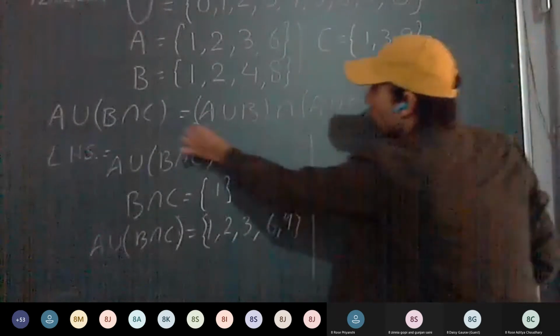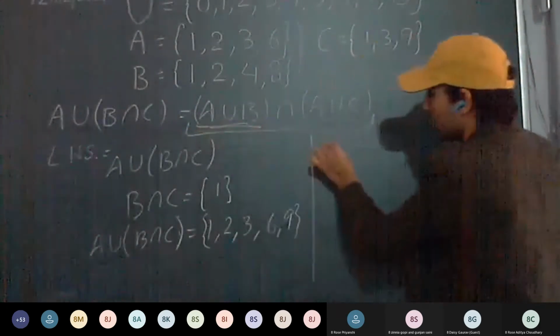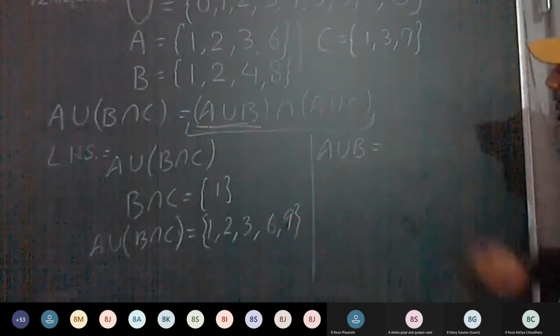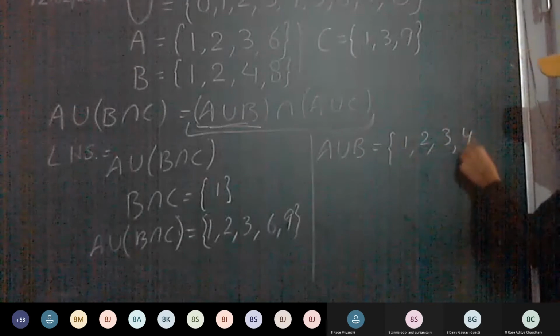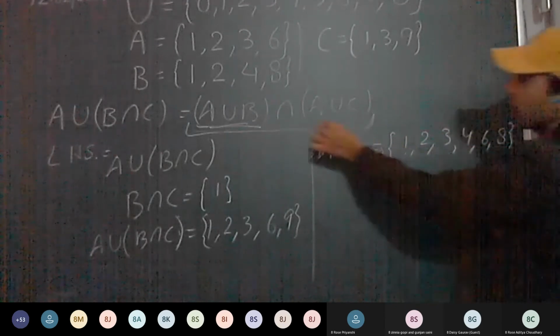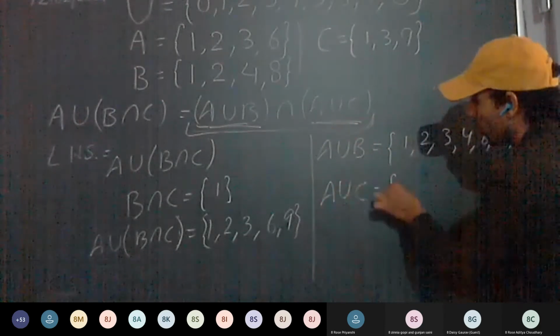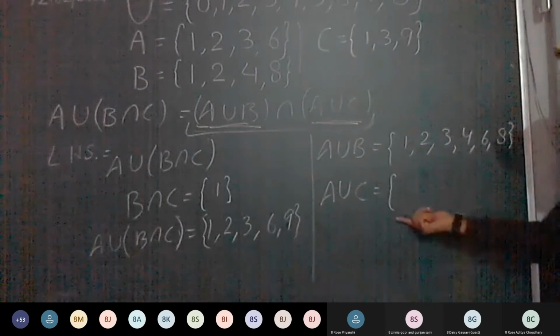Okay. Now we have to find the right hand side. For this, first we'll be finding A union B. A union B is how much? 1, 2, 3, 4, 6, 8. This is our A union B. Then we have to find A union C. A union C equal to how much? Sir, we have to write this. Yes, you have to write this one.